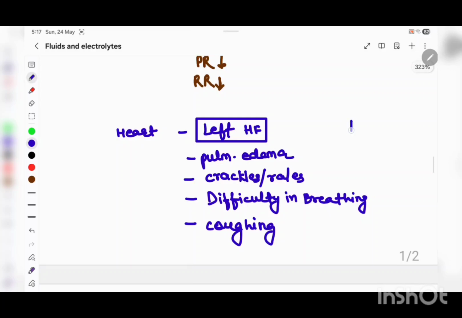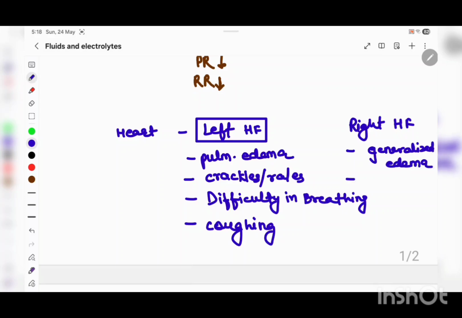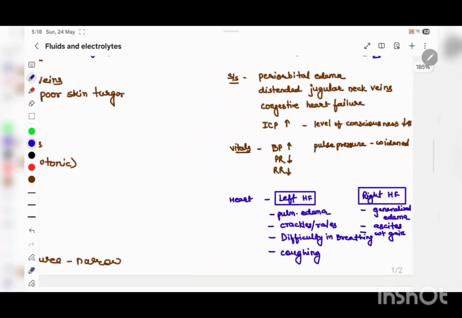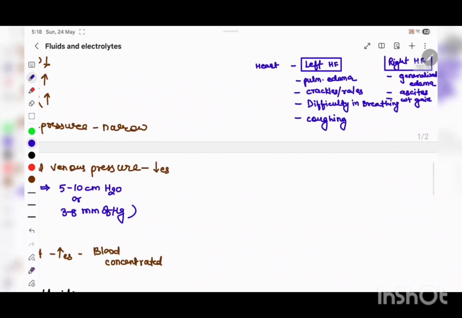And next, if right side heart failure, what are the signs and symptoms that can be found? So there can be generalized edema, and also there can be ascites. Ascites means fluid in the peritoneal cavity. And next, weight gain can be there in right side heart failure. So these two congestive heart failures we should remember.